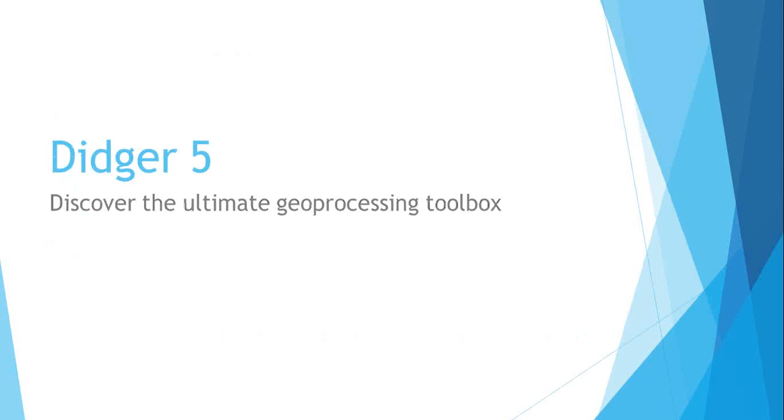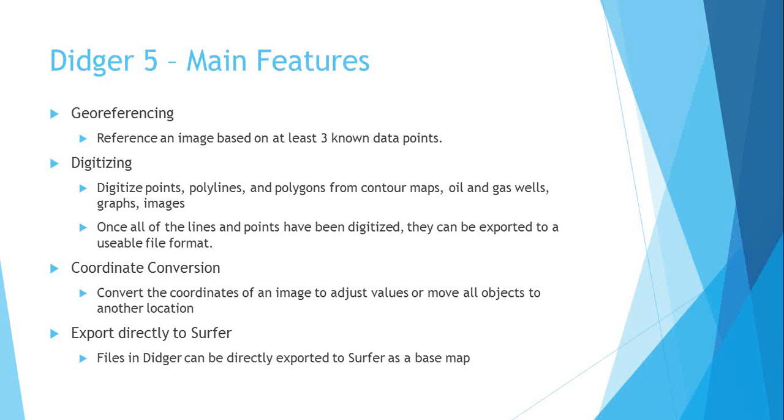Didger is a Golden Software program that specializes in digitizing, georeferencing, and coordinate conversion. Didger's main functionality includes georeferencing an image, digitizing points, lines, and polygons from an imported map, and coordinate conversion. The imported files may include oil and gas logs, graphs, or images. Didger also has the ability to export directly to Surfer as a base map.